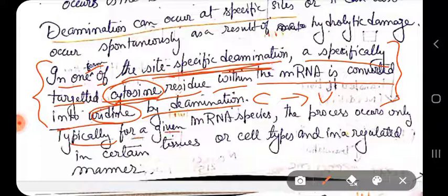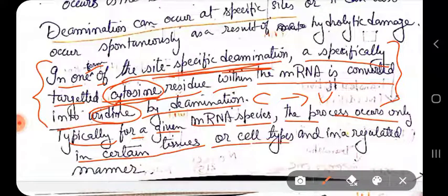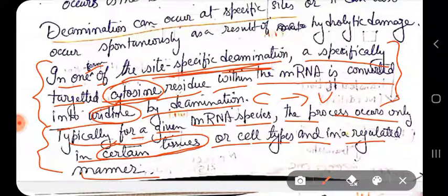Typically, for a given mRNA species, the process occurs only in certain tissues or cell types in a regulated manner. This type of site-specific deamination as a result of RNA editing does not occur everywhere in the tissues. It occurs in specific tissues, in certain cell types, in a regulated manner. So it is a tissue specific process. This type of enzymatic modification of the bases for RNA editing occurs in specific tissue types.